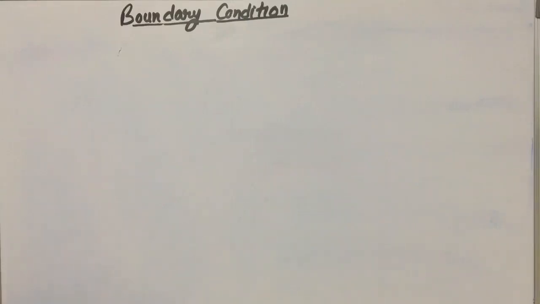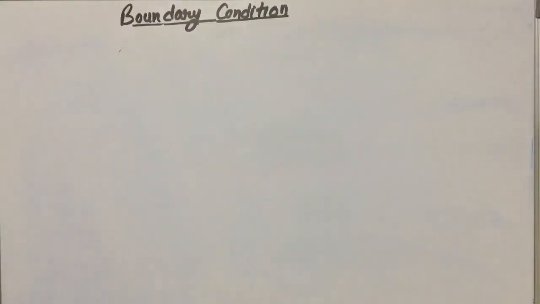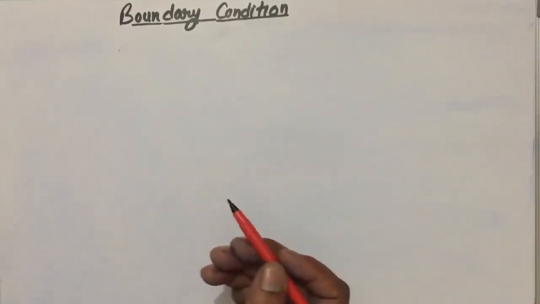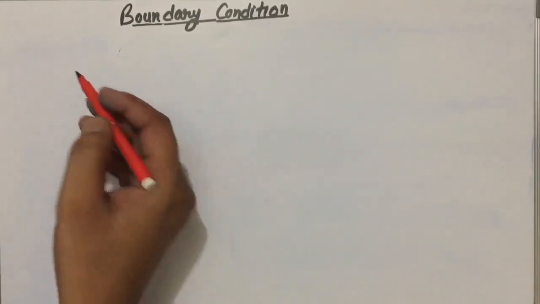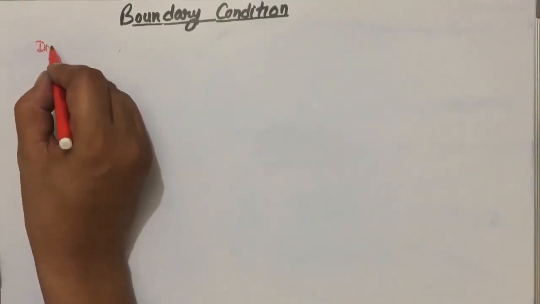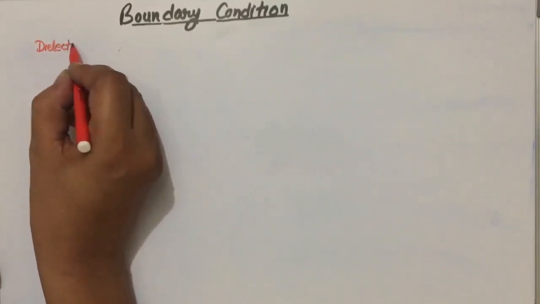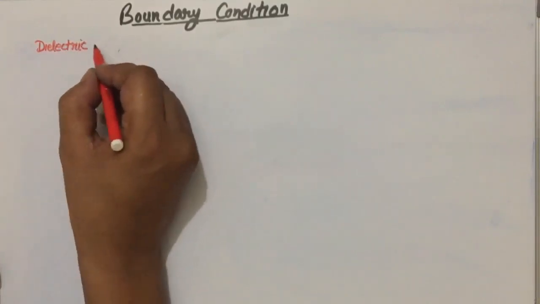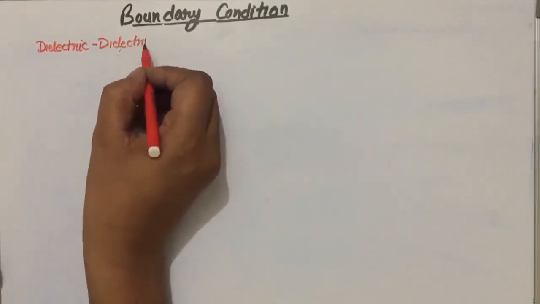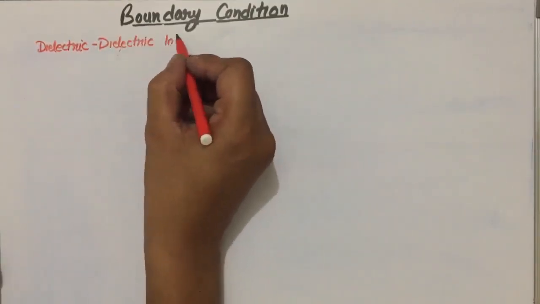Okay, so first case we will consider the dielectric interface. It means the boundary at which the field is crossing is a dielectric material. Both of them are dielectric material. So the first one, dielectric interface.